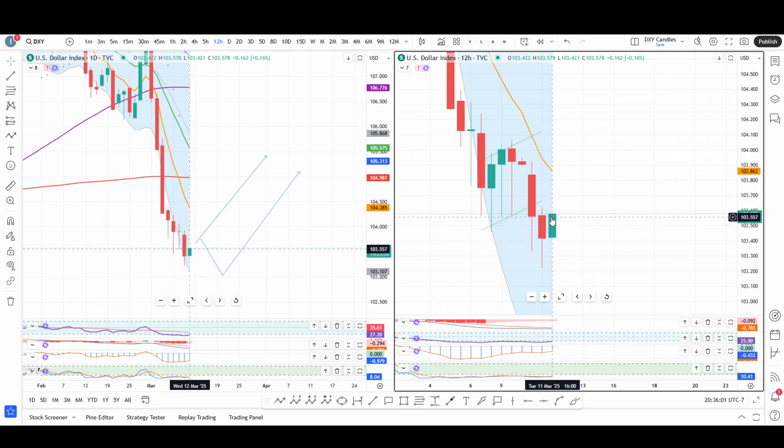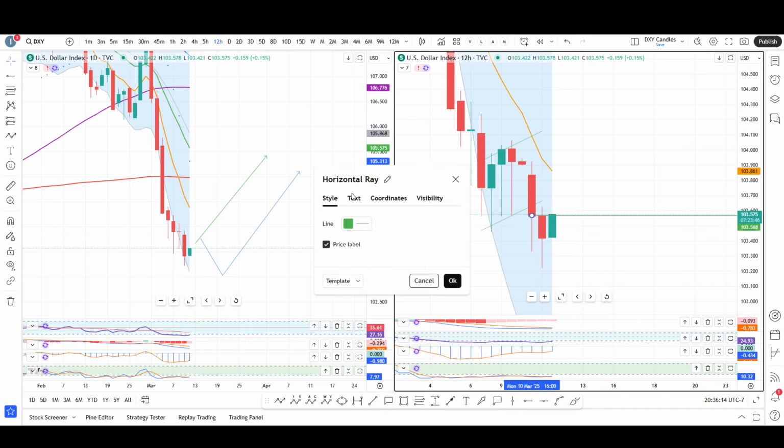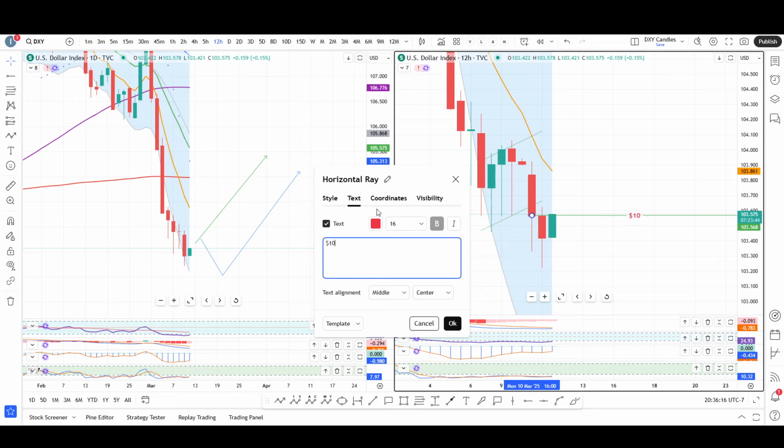So far it is bullish engulfing, and if it closes above this level, which was the open at 103,567, I'll put it here, 103,567.